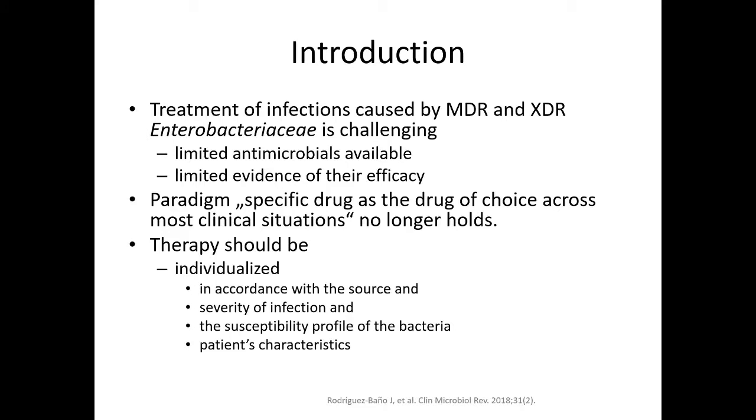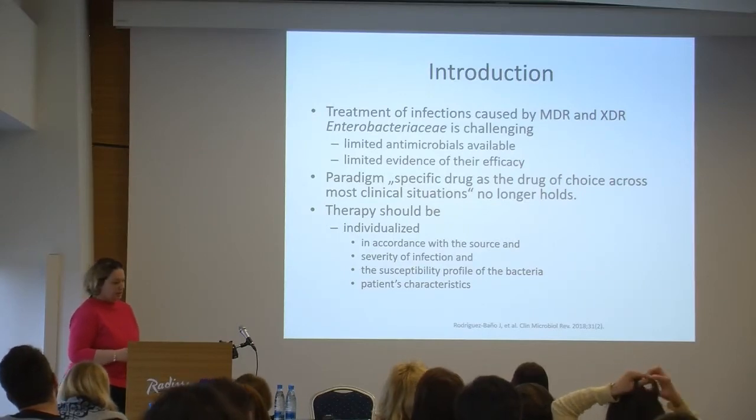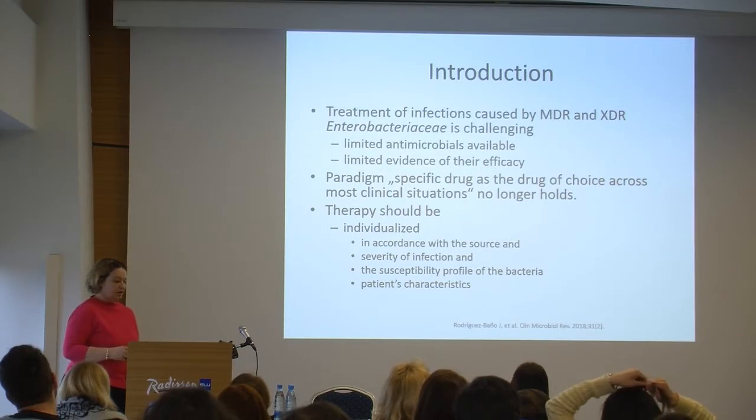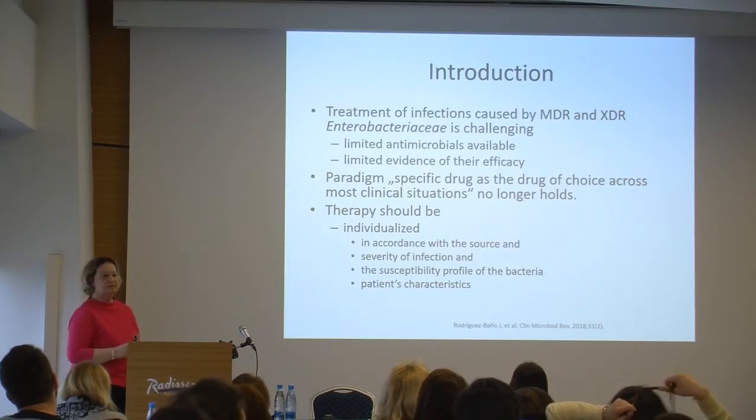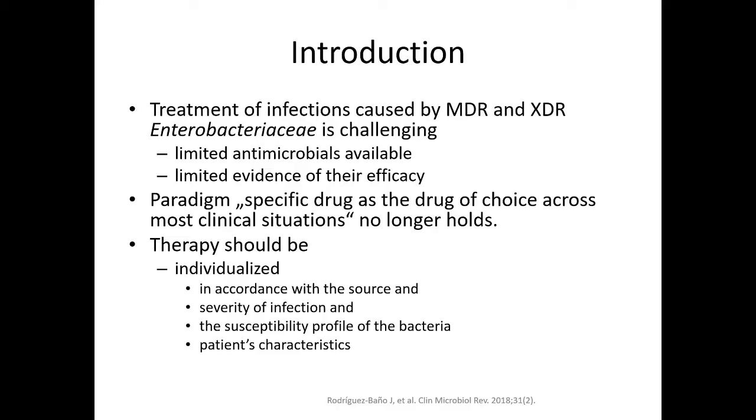The treatment is really difficult because we have limited antimicrobials which are effective against those bacteria, and of course we don't have really good data about the efficacy of those antibiotics. So the paradigm that a specific drug is the drug of choice across most clinical situations no longer holds. You know that some drugs can be used in some clinical situations but are not effective in others. Gentamicin can be used for the treatment of urinary tract infections, but it's not good for the treatment of pulmonary infections because the concentrations in the lungs are much lower than in the urinary tract. So the therapy should be individualized.